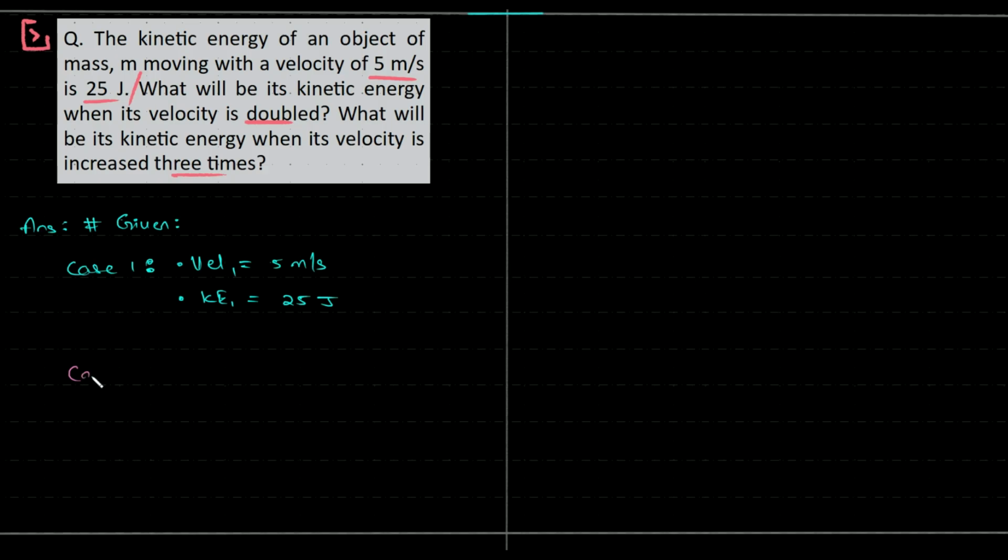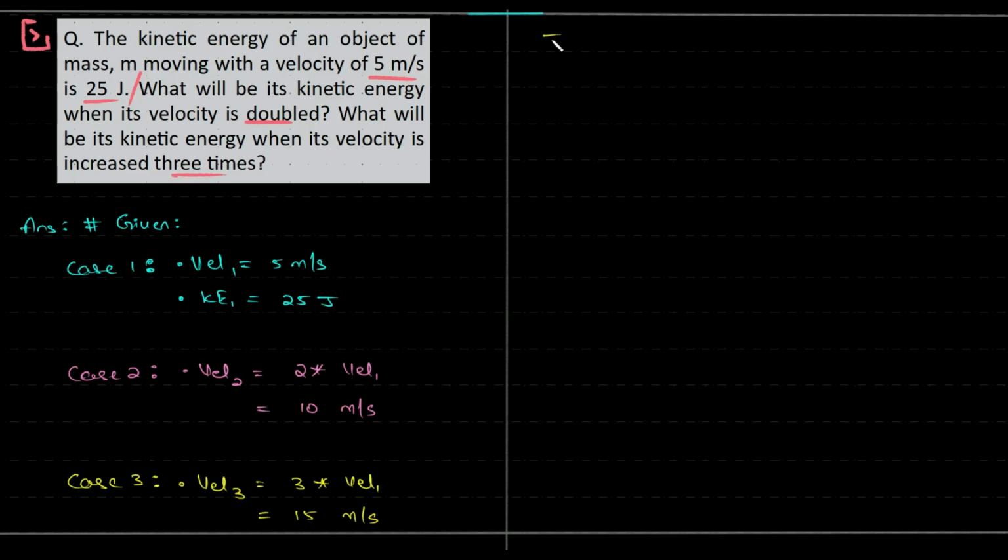So case 2. What is given? We have the velocity double of initial velocity. So we need to show that. So this is equal to 10 meter per second. This is enough. You don't need to write 5 and all that. It's for kids. You guys are good enough. So we'll directly write it. Velocity 3 in this case is 3 times the initial velocity. That would be 15 meter per second. So it's important for us to show in this structured manner.